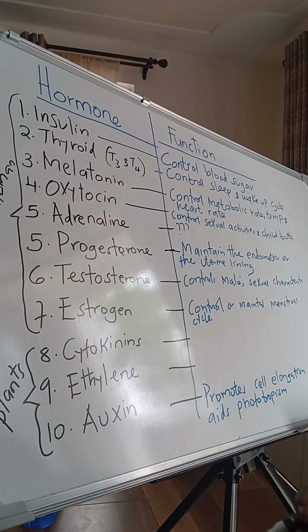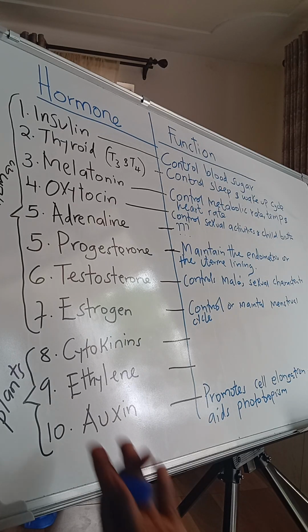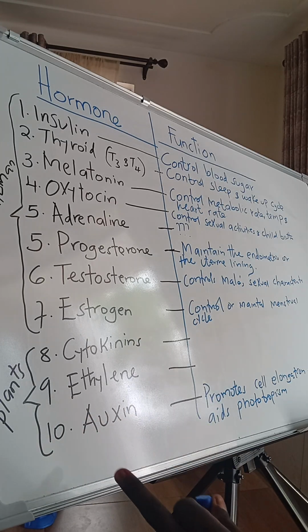Phototropism is a condition whereby if you have a plant in your house, it will stretch out to look for sun. That is what we call phototropism. That is the function of that hormone called auxin.